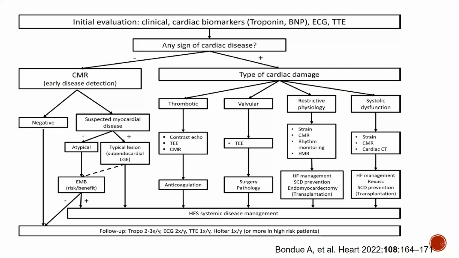So always in early disease, MRI is very helpful. If you have a typical lesion, then you should start treatment for hypereosinophilic syndrome before other stages happen. Always start anticoagulation if you have thrombosis. Treat as any heart failure patient if you have either systolic or diastolic dysfunction.